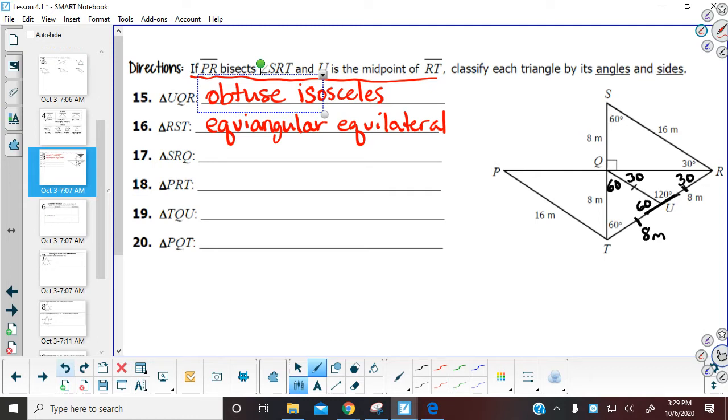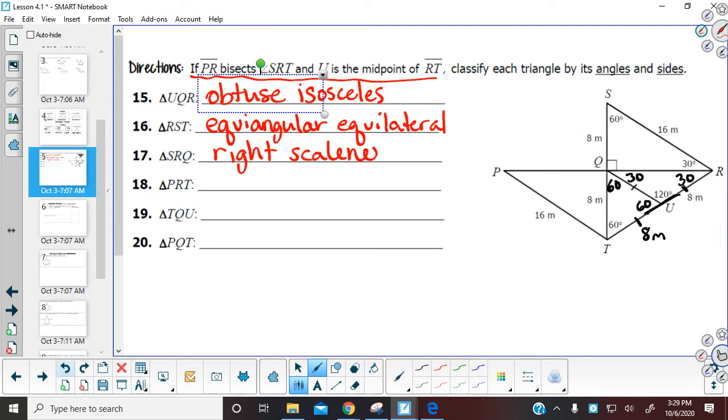If we look at the next one, SRQ, we notice we do have that 90 degrees, so therefore it is a right triangle. We also notice that none of those sides are the same, so that is a right scalene.